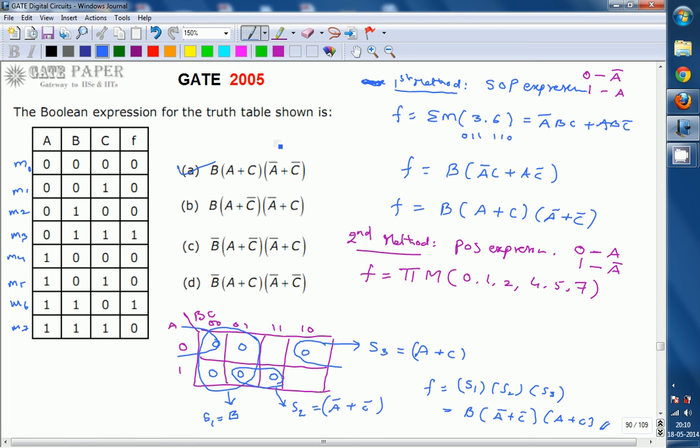So for this question, you can go with either the POS form or the SOP form. You will get the same answer. The right answer for this question is A itself. Thank you.